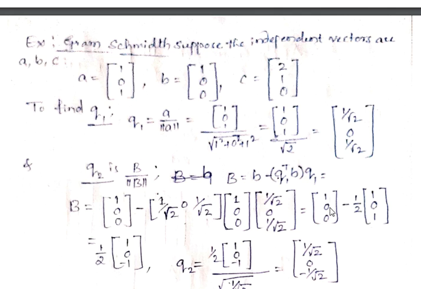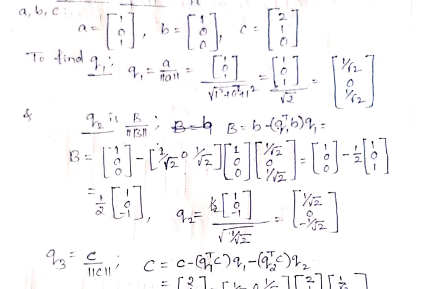After solving, this will be as it is, small b, and the multiplication of these will give 1 by 2 into 101. And after solving, we'll get 1 by 2, 10 minus 1. So the value of Q2 is 1 by 2, 10 minus 1. That is B divided by magnitude of B. B is this much, so divided by magnitude of this.